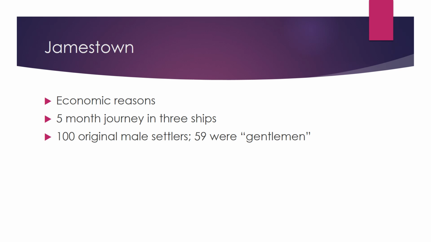Now, of these 100 original Jamestown men, 59 were what were called gentlemen. And these are men that were wealthy, of the upper class. They're unaccustomed to hard work and taking orders. And so an interesting thing about this colony is that the colonists almost starved the first few winters and later were almost wiped out by Indians.